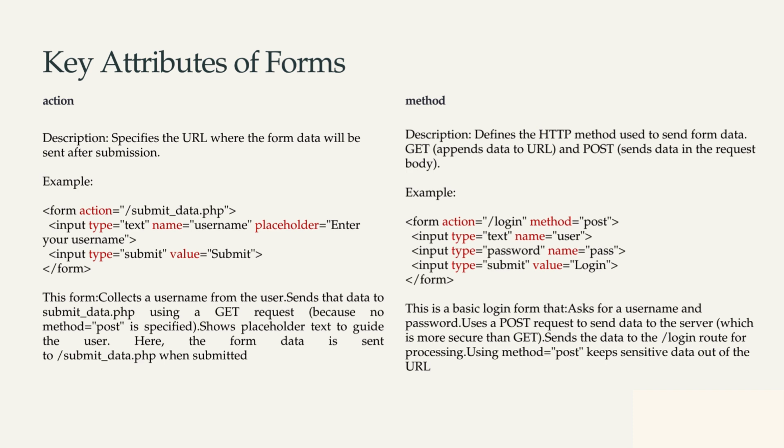Here the form data is sent to submit data.php when submitted. Method: description defines the HTTP method used to send form data, get and post. Example: form action login, method equals post, input type text, name equals user, input type password, name pass, input type submit, login form. This is a basic login form that asks for a username and password, uses a post request to send data to the server, and sends the data to the login route for processing. Using method equals post keeps sensitive data out of the URL.